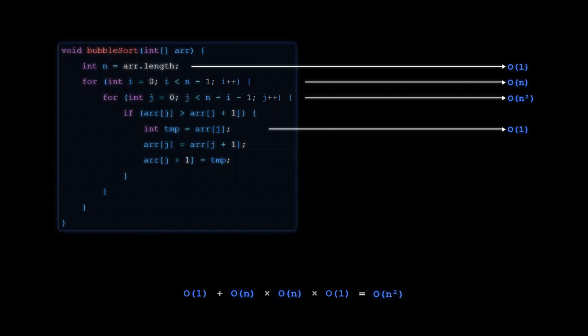Final calculation, O of 1 for the setup, then outer O of n times inner O of n times body O of 1. Everything multiplies to O of n squared.